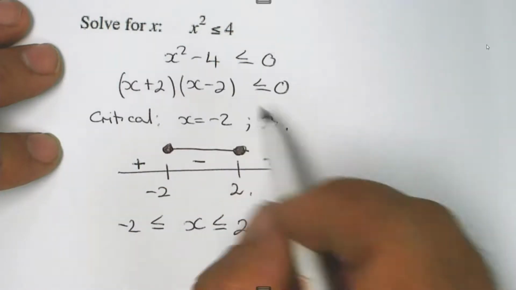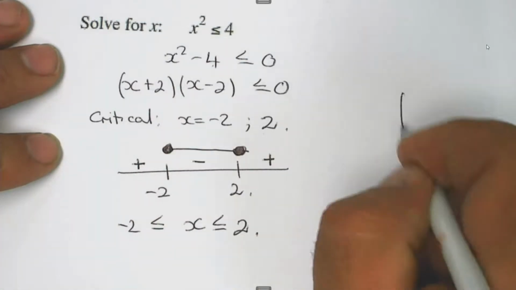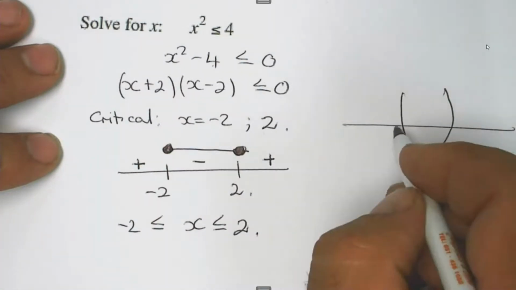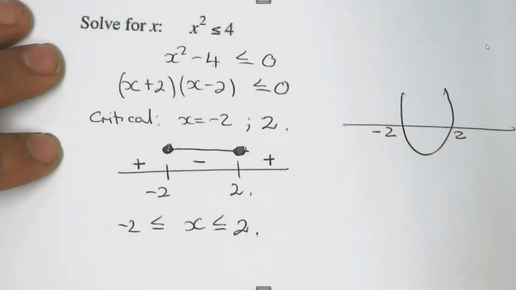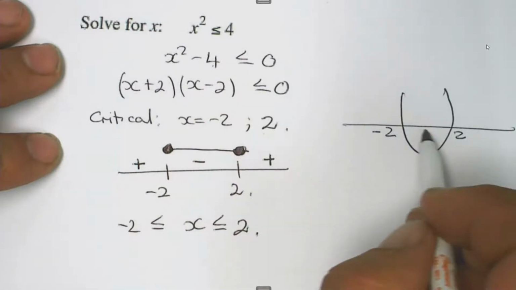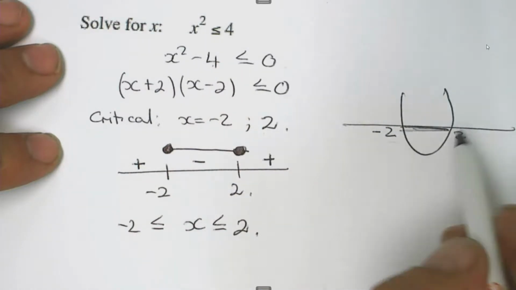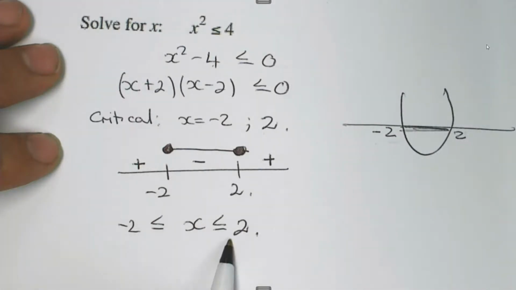You can also do the following. This here is a parabola. The A value is positive, so it is hands up. The critical values in this case are -2 and 2. Those are your 0 values. So where is this parabola negative, less or equal to 0? It's negative between x equal to -2 and 2.